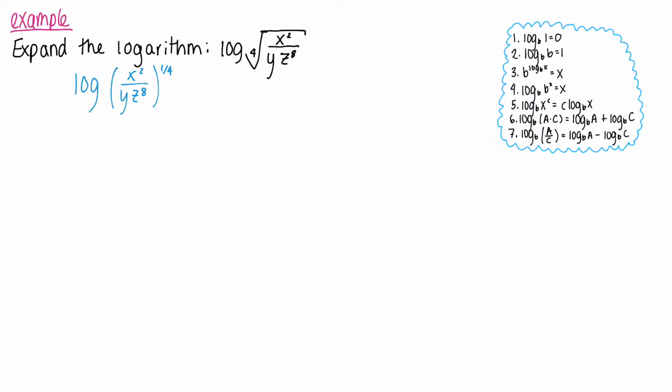You can bring that 1/4 down in front. You could distribute the 1/4 to each of the exponents. Any of those are going to work. Why don't we go ahead and do the bringing down the exponent first version? So we are taking this exponent and we will bring it down in front.